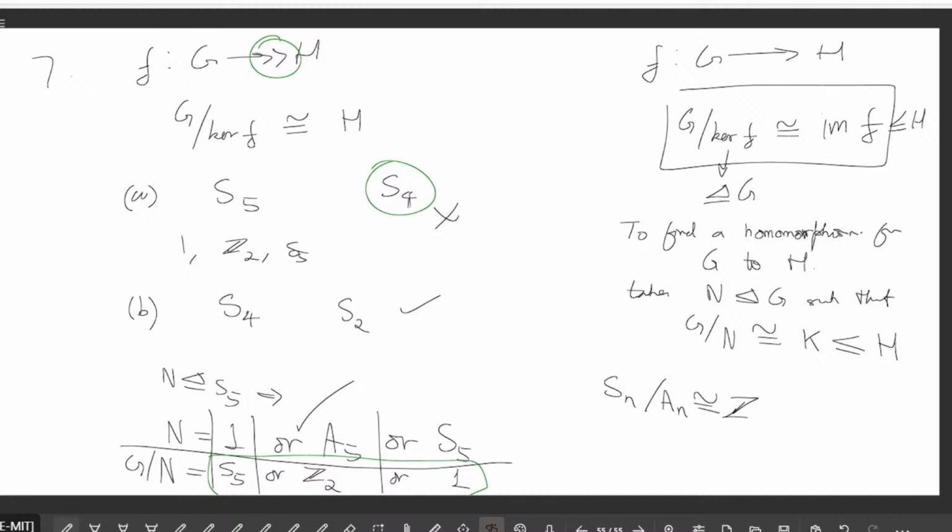S5 and Z5. Again, this is all you need. So already you have the answer. If the codomain is not any of these, the answer is no. So S5 and Z5? No. S4 and Z4.